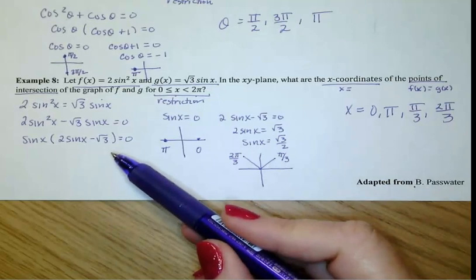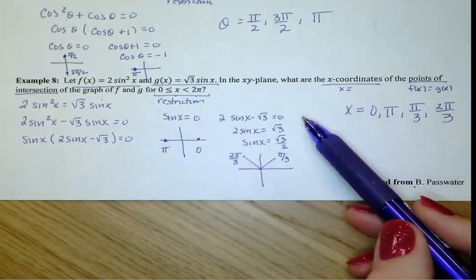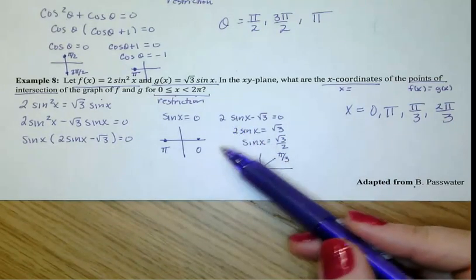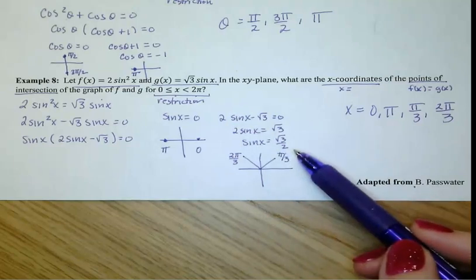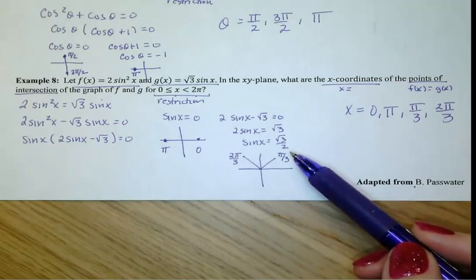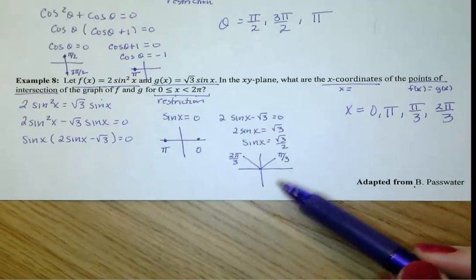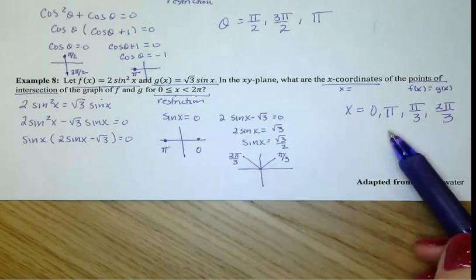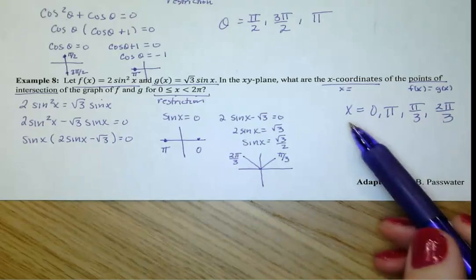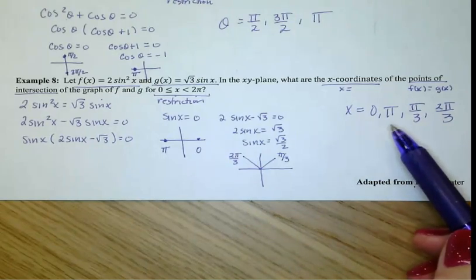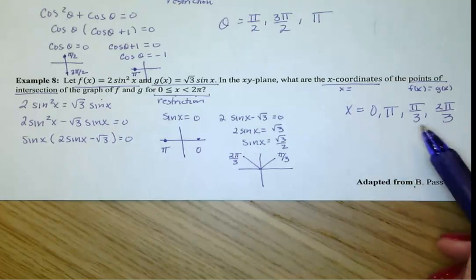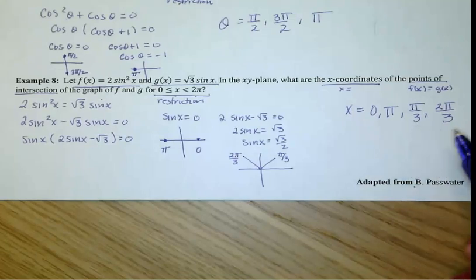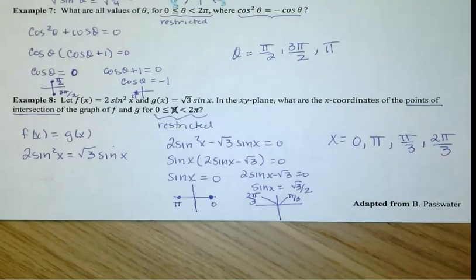The second factor, 2 sine x minus √3, set equal to 0, so I moved the √3 over, divided by 2, so I got sine of x is √3 over 2, which happens on the unit circle at pi over 3 and 2 pi over 3. So my list of final solutions then from the first factor, x equals 0 and pi, and from the second factor, I get pi over 3 and 2 pi over 3 for a total of 4 solutions. Okay, so that concludes part 1 of our notes.